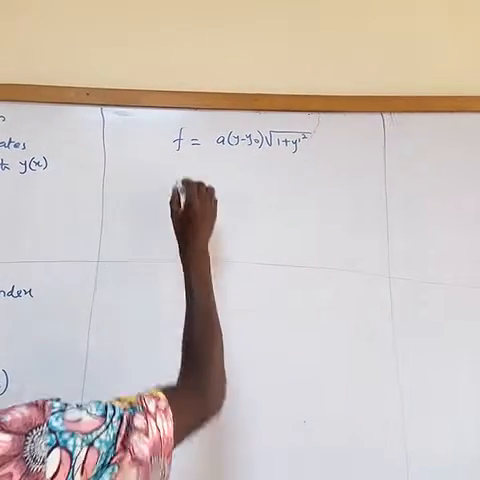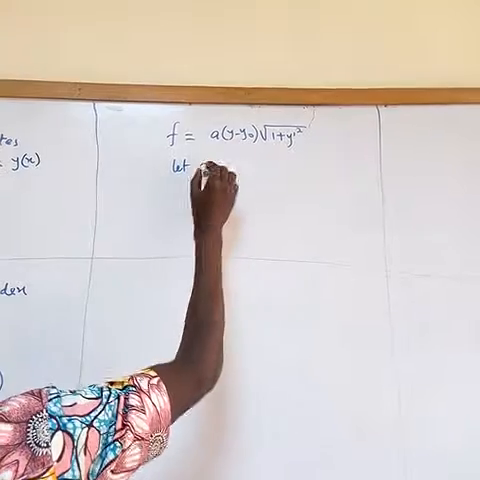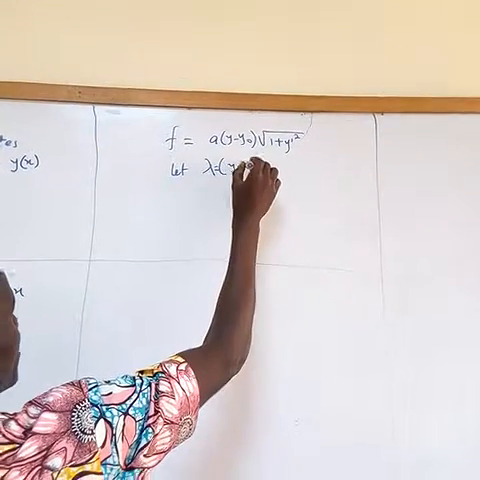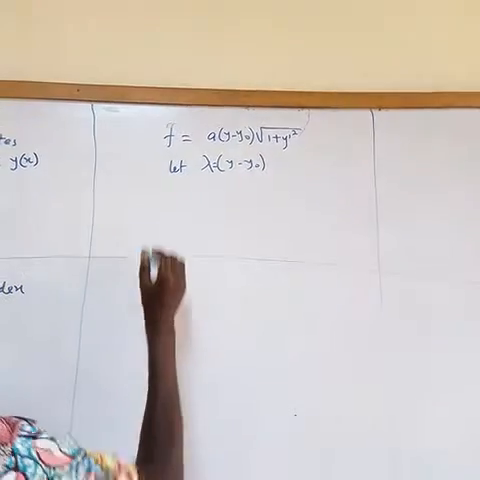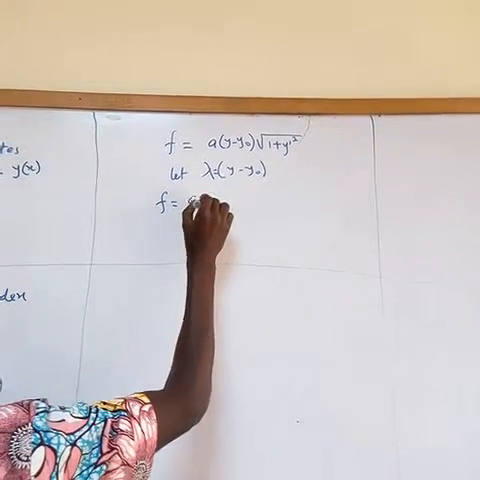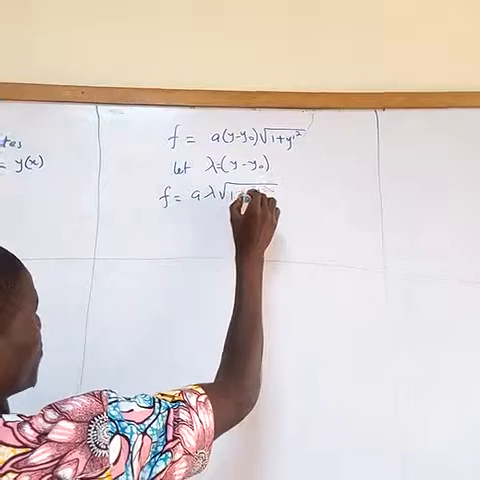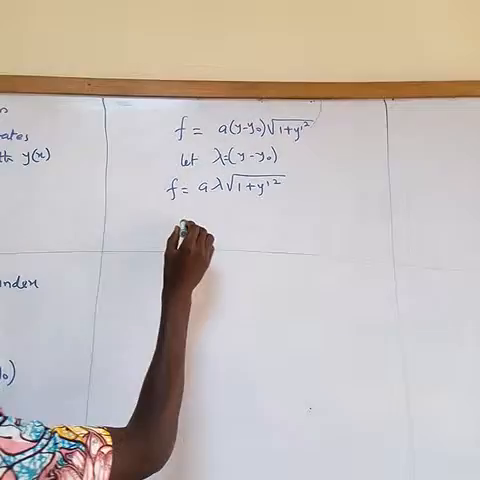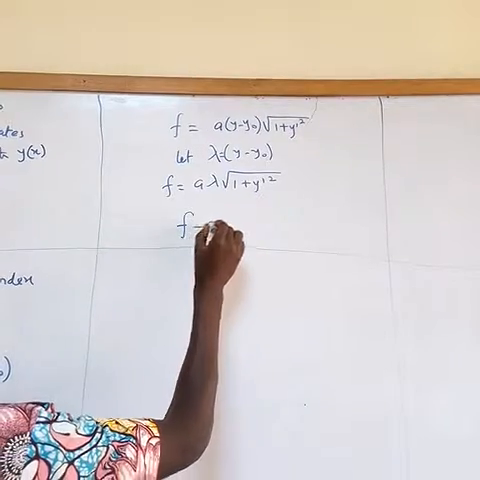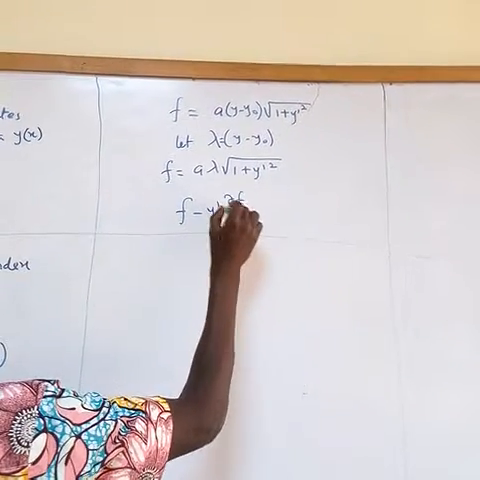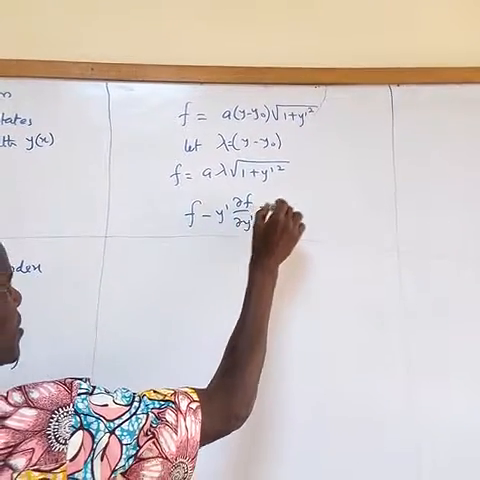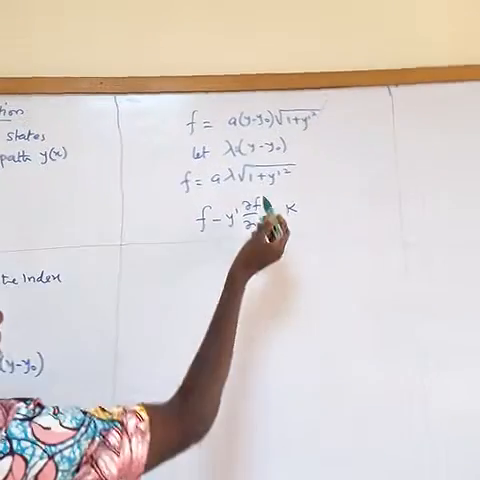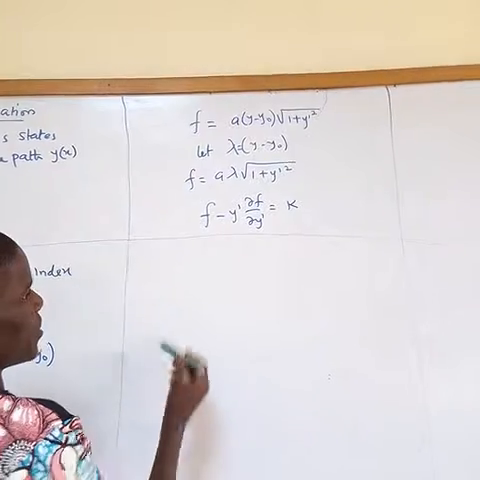So from here, let's represent this by lambda. Let lambda be equal to y minus y naught. So automatically our f will become a lambda square root of 1 plus y prime squared. So now let's solve. Let's introduce everything into this equation. f minus y prime partial f by partial y prime is equal to k. That is, our constant is now k. So now let's bring everything into this particular expression.